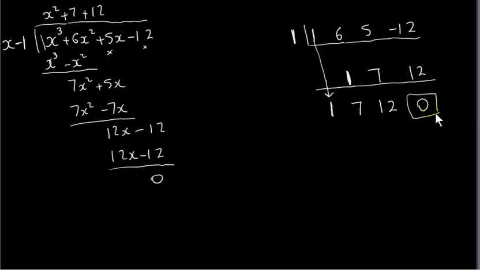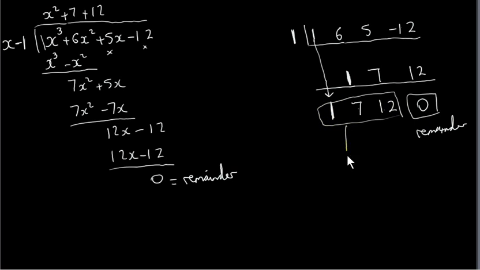Now this is actually the remainder. And the result of our division is this here. This here is the coefficient of x squared, so it's 1x squared. This term is the coefficient of x, which is 7, so we get 7x. And this is the constant term, plus 12. Exactly what we have here, done much more quickly.